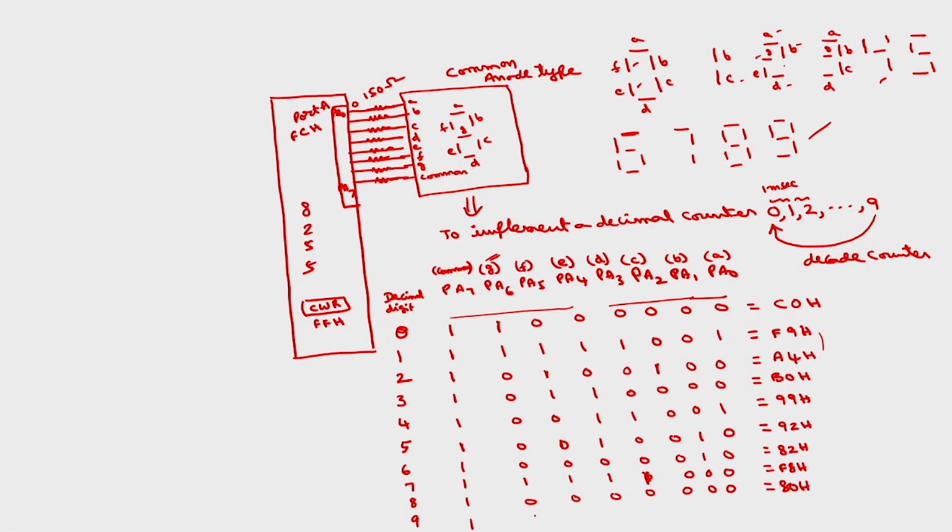9 is all except E. This is 0, this is 0, E should be 1, remaining all will be zeros. This will be 90H. So, these are the codes corresponding to this.